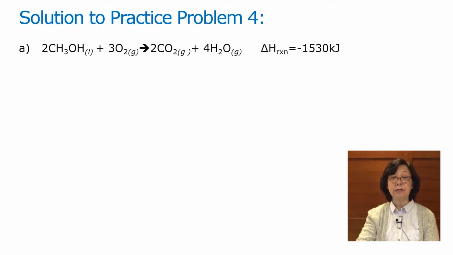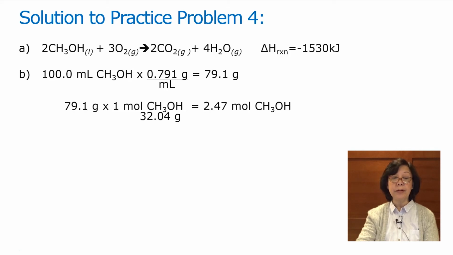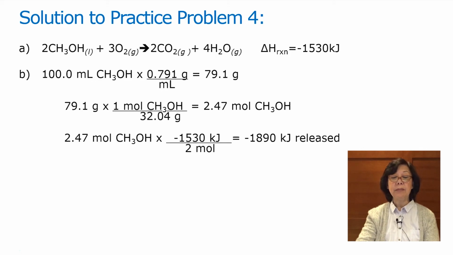So here is the balanced equation with the enthalpy listed as negative 1530 kilojoules in an exothermic reaction. Take 100 milliliters of methanol times density to convert it into 79.1 grams of methanol and then convert it into 2.47 moles. And then tie it to the heat energy term of minus 1530 kilojoules per 2 moles of methanol, the coefficient that we get from the balanced equation. This is equal to negative 1,890 kilojoules of heat released.